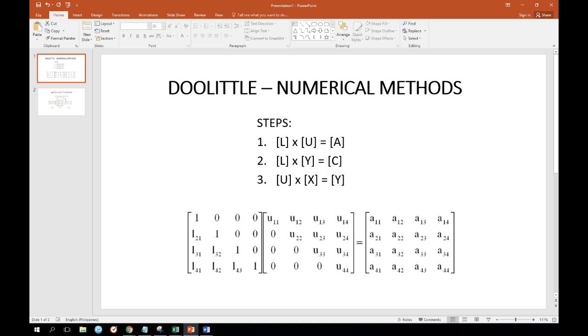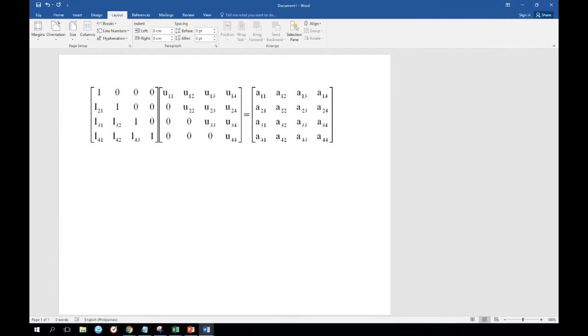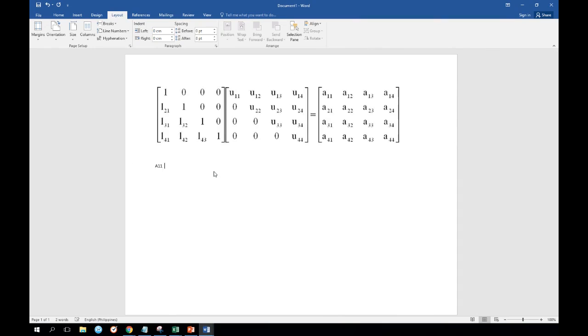Now, let's do a quick review of the multiplication. Let's retrieve the formulas for A11 until, let's just do A33, since we will only be dealing with the 3 by 3 matrix for this video. So for A11, you just have to multiply again the first row by the first column. So that's U11 times 1 plus, and we will see here that it's all 0, so just leave it as it is.